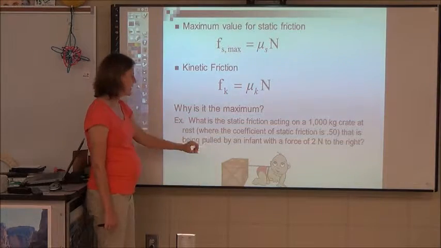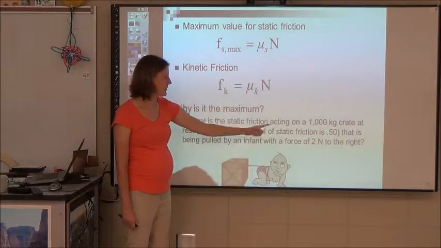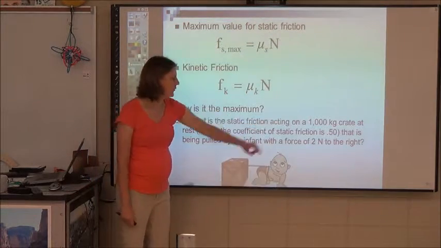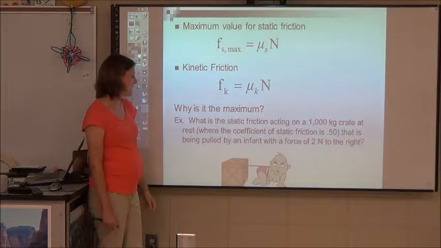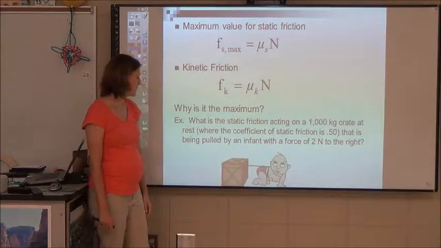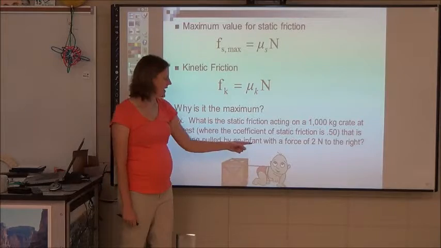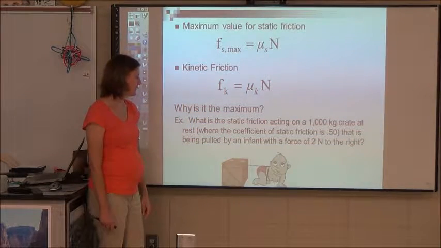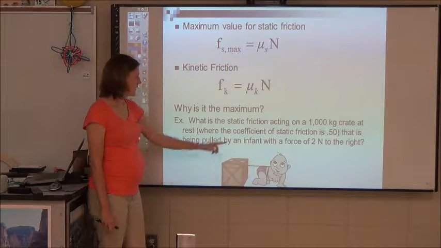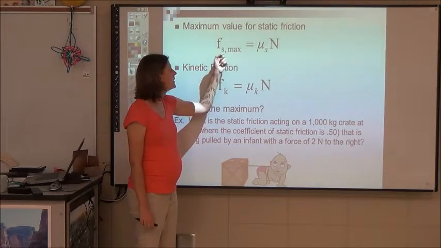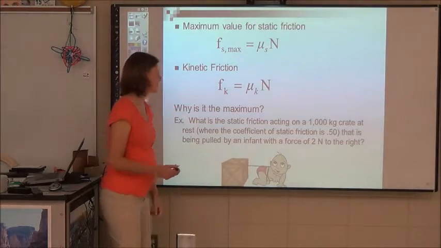So here's a little scenario. It says, what's the static friction, I should say static frictional force, acting on a 1,000 kilogram crate at rest, where the coefficient of static friction is 0.5, that's being pulled by an infant with a force of 2 newtons to the right. Okay, so static frictional force. I'd like to just kind of plug in here, maybe see if I can figure out what static frictional force is.